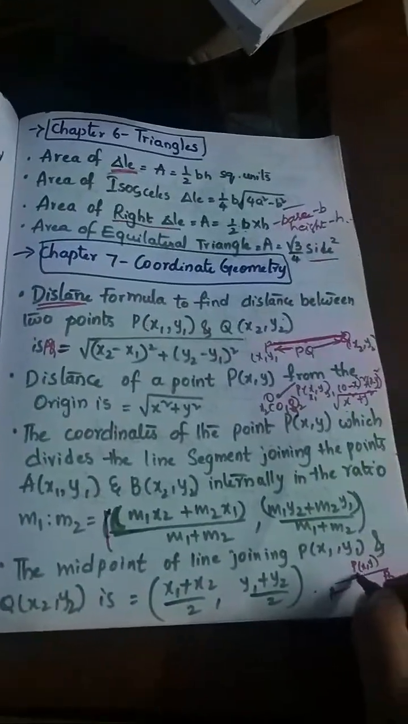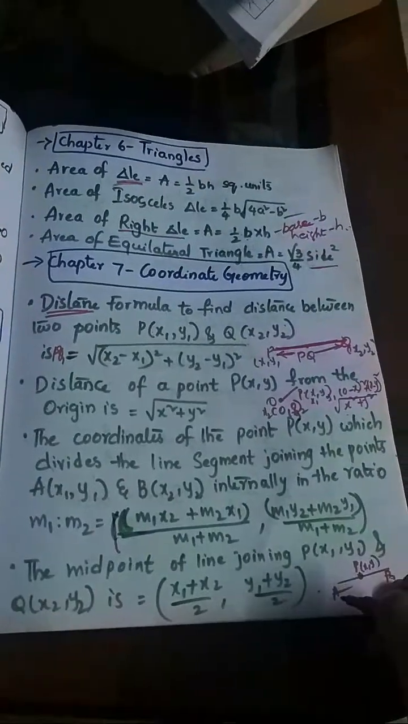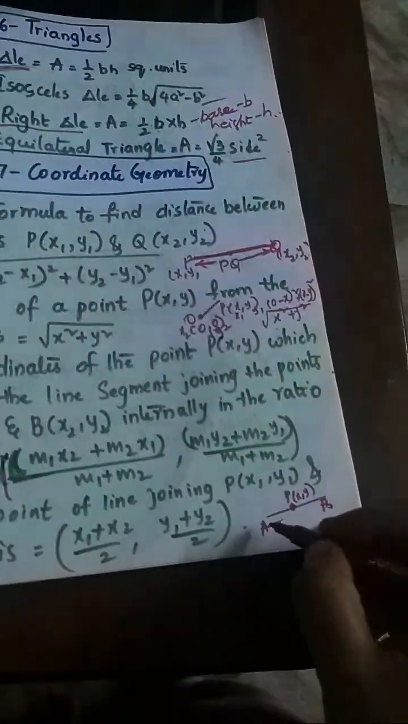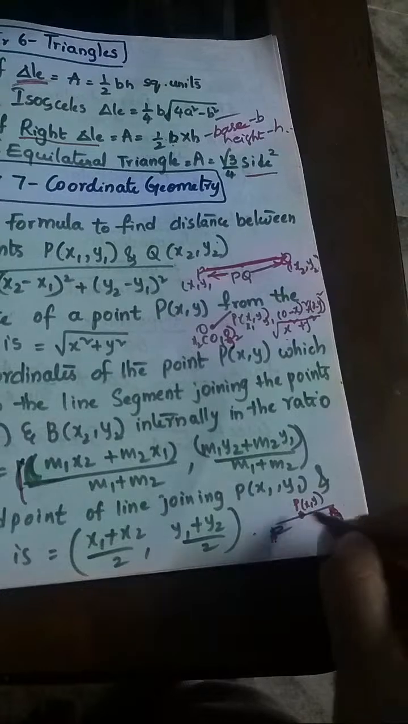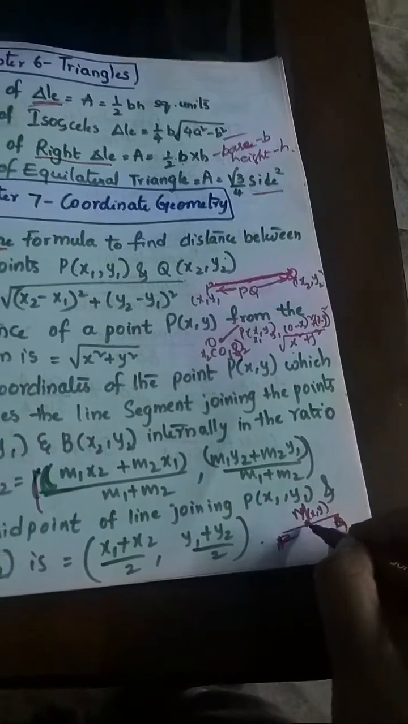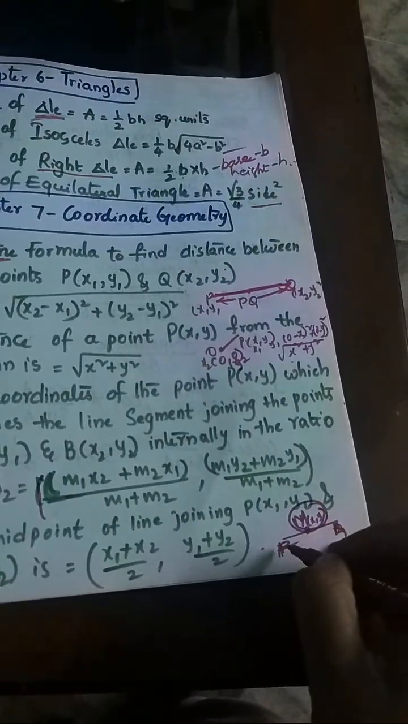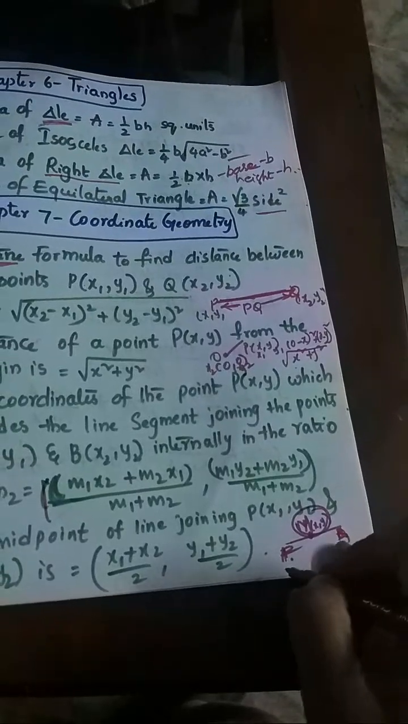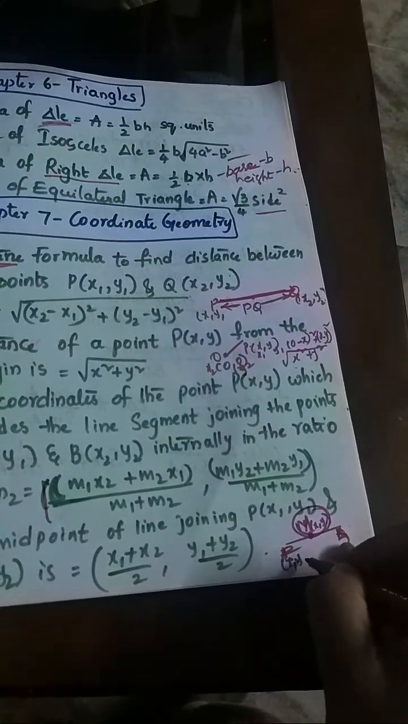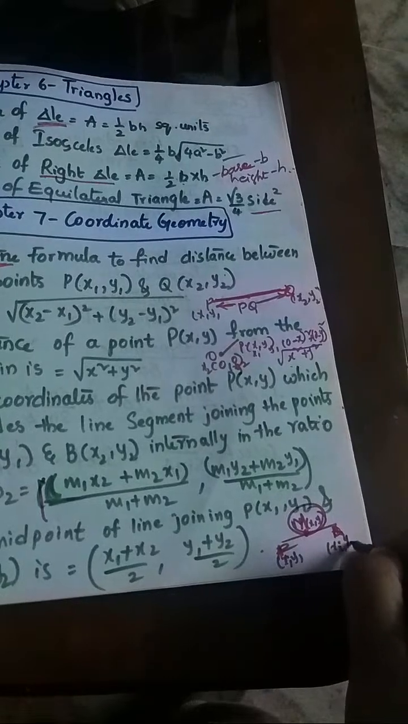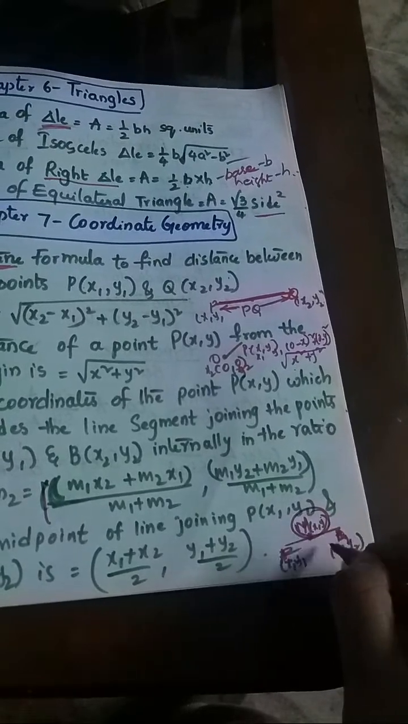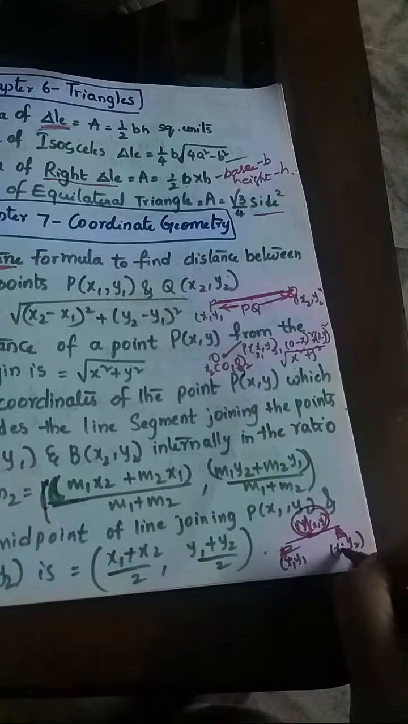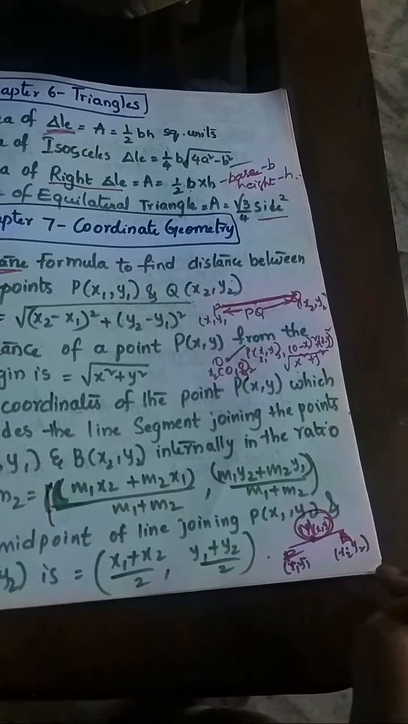Midpoint of the line joining P and Q. If P and Q are taken, this is the midpoint M. Then the value of M is given as x1 plus x2 by 2, where these are x1, y1, x2, y2. Then what you will get is x comma y values: x1 plus x2 by 2, y1 plus y2 by 2.